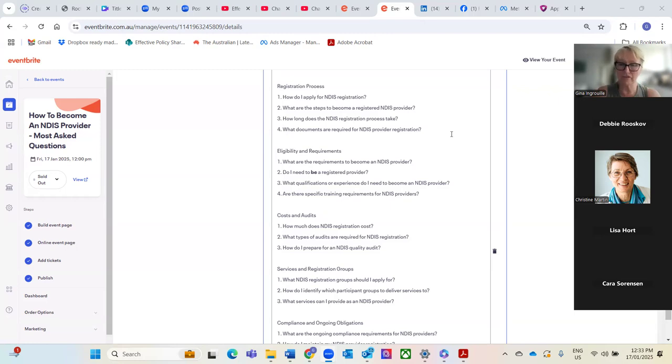Now, may I just put a proviso in there: if you're unregistered, you cannot work with a client that has a restricted practice. You cannot do SDA, and you cannot be a behaviour support practitioner. Those are the things that you cannot do if you're not a registered provider.